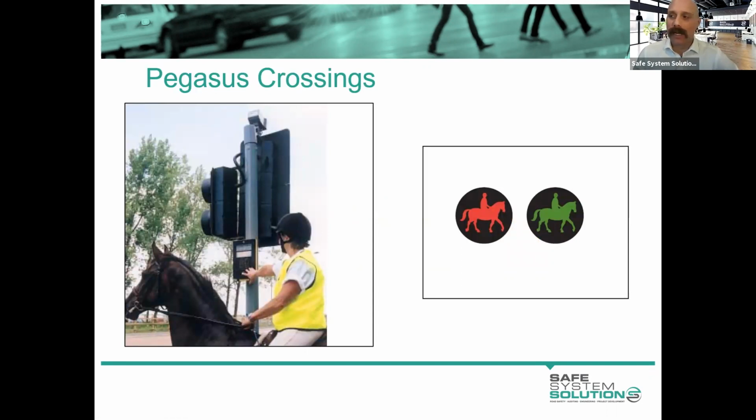Pegasus crossing. So these are crossings for horses in particular, and technically under most jurisdictions' road rules, a horse is a vehicle, and so you do need this sort of specific entity. And of course, the rider can press the button there.